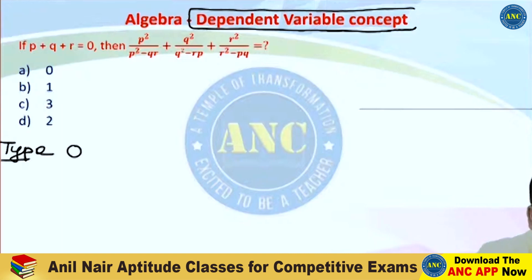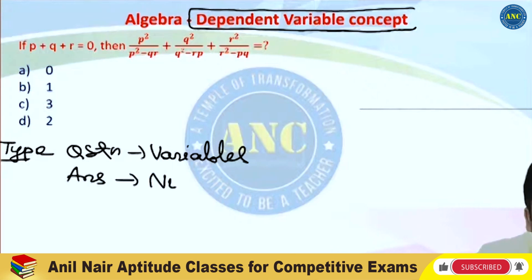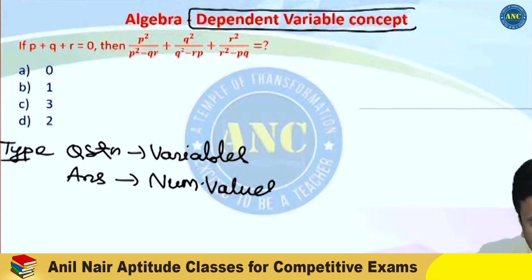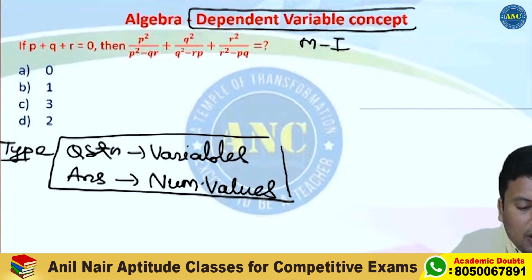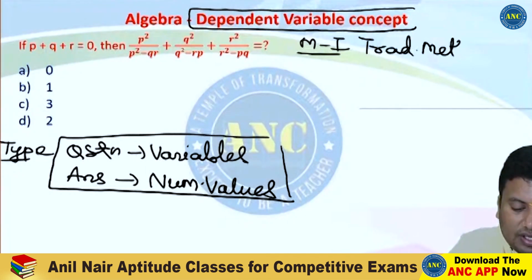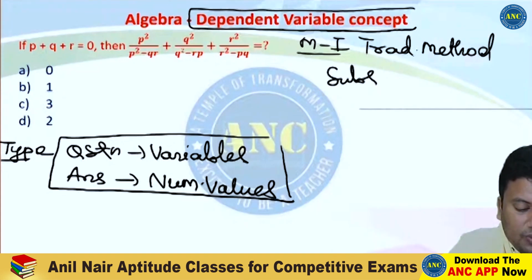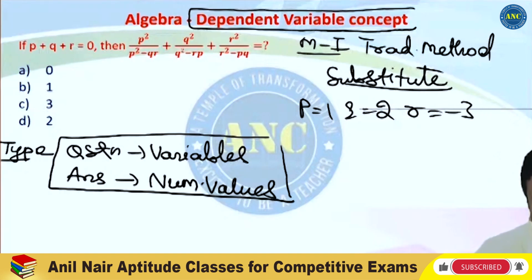Next one. This is another type. What is this type? The question contains variables and the answer contains numerical values. How to solve? Method number one, what your local teachers teach you, is to substitute some values: P1, Q1, and R-3. If you substitute, you will get this answer.